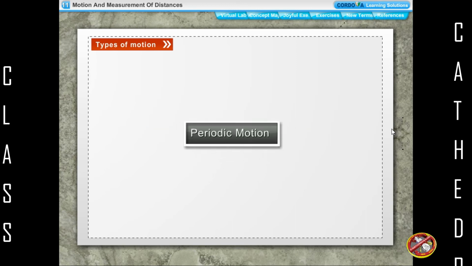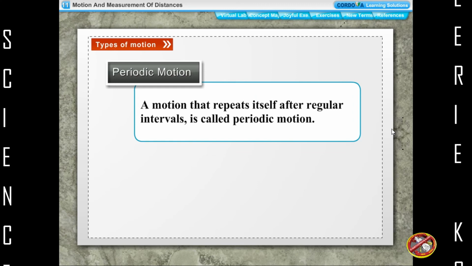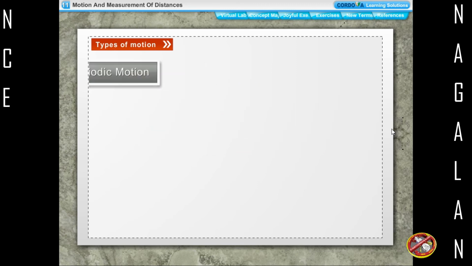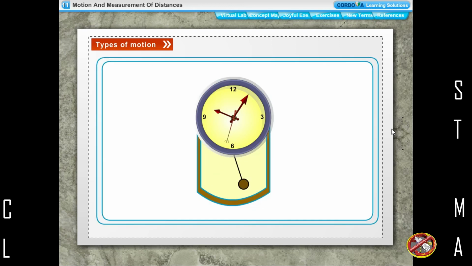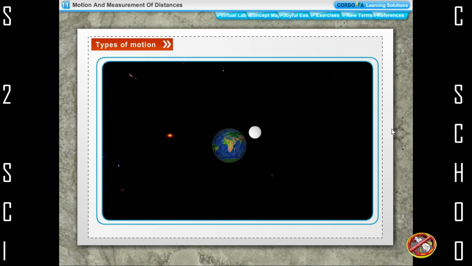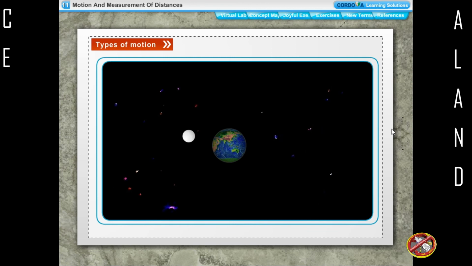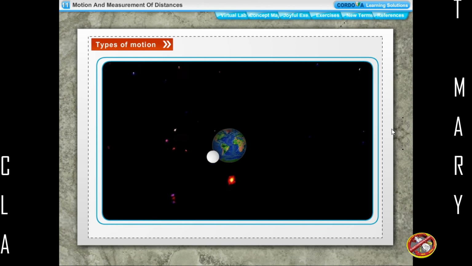Periodic motion. A motion that repeats itself after regular intervals is called periodic motion. The swinging pendulum of a wall clock and the motion of the moon revolving around the earth are examples of periodic motion.